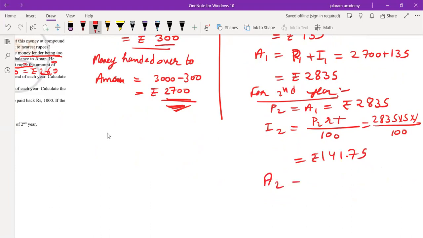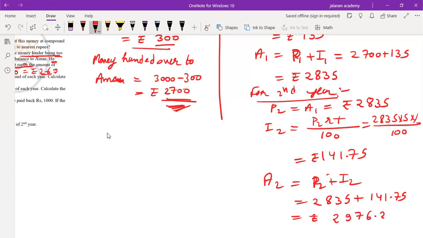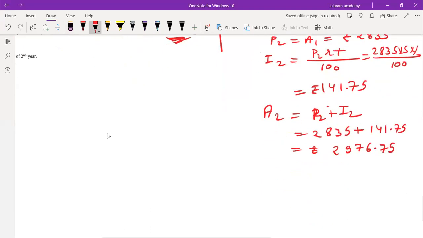So what will be the amount after 2 years? It will be obtained when we add principal 2 plus interest 2. Principal for the second year was 2,835 and interest for the second year 141.75. So add them to get rupees 2,976.75. This is the amount after 2 years.